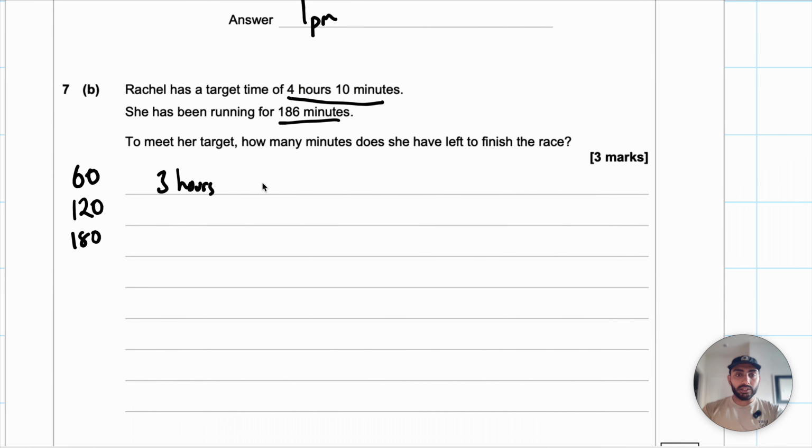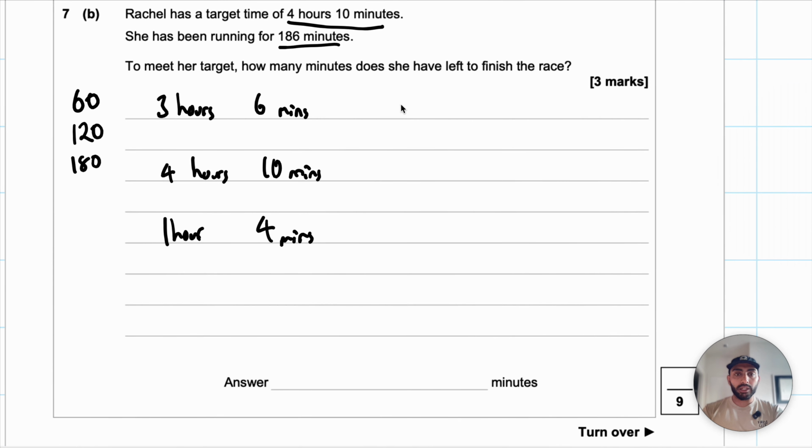And we have an extra 6 minutes. So it's 3 hours and 6 minutes so far. And we have up to 4 hours and 10 minutes. So we're going up to 4 hours and 10 minutes. So between those two, there's 1 hour. Between those two, there's 4 minutes. So the answer is 1 hour and 4 minutes, but it wants it in minutes. So we need to convert this into minutes. So that's 60 minutes plus 4 minutes, which is 64 minutes.